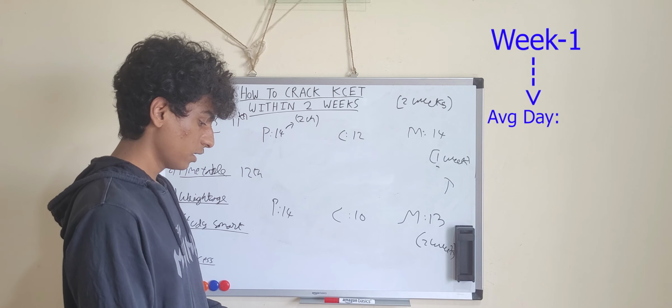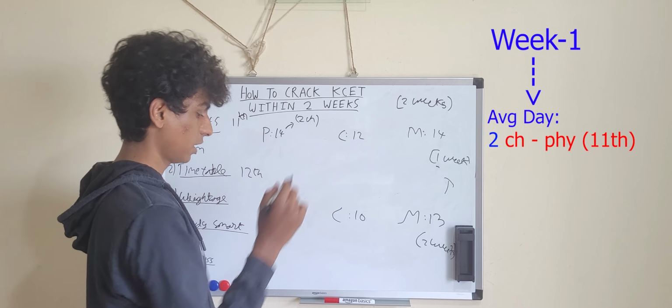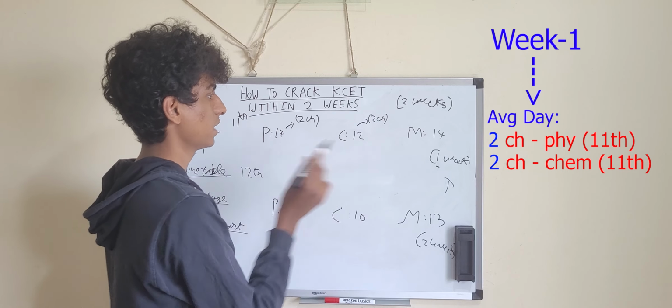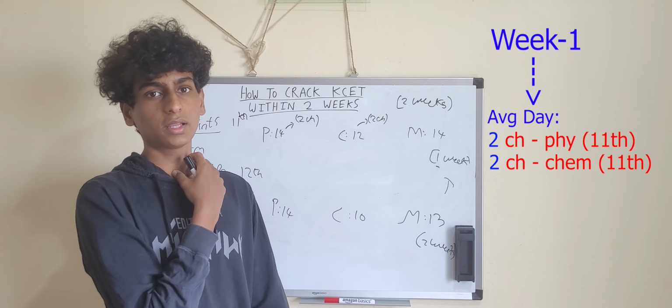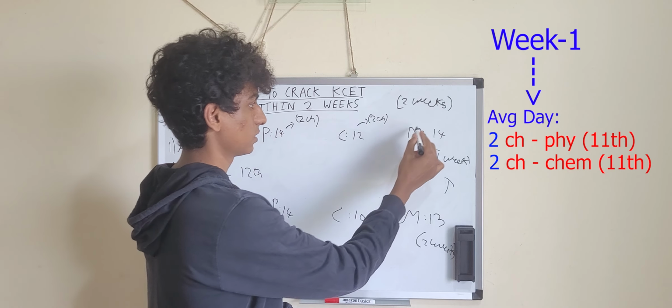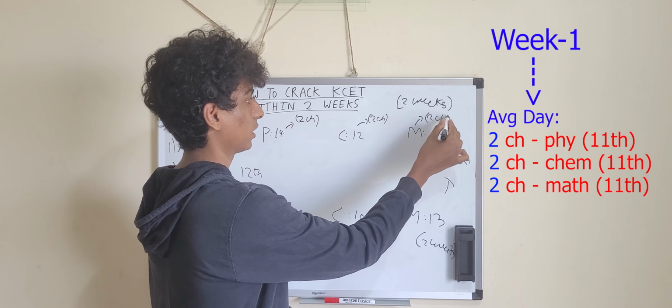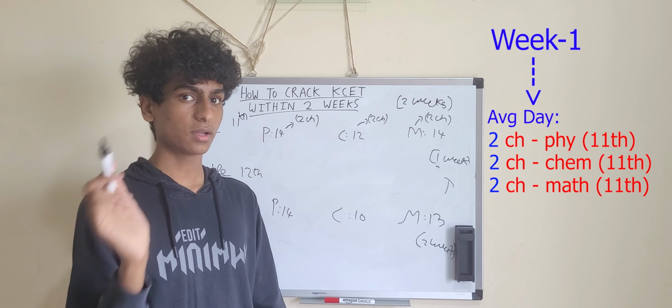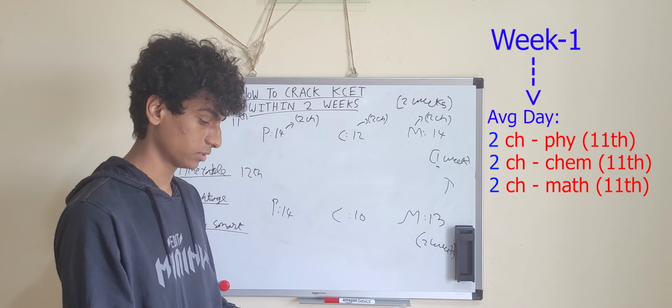Now, telling you that physics, you need to do 2 chapters a day. Chemistry, you need to do 2 chapters a day. The same day. That means within 1 day, you're doing 2 chapters of physics and 2 chapters of chemistry. And comes maths. Do the same thing. That is 6 chapters you need to complete within a day, and that is possible. I will slowly come to that one. First, I'll explain how everything works.